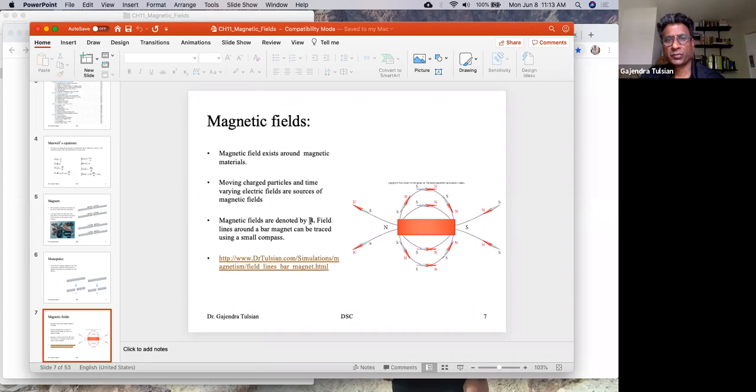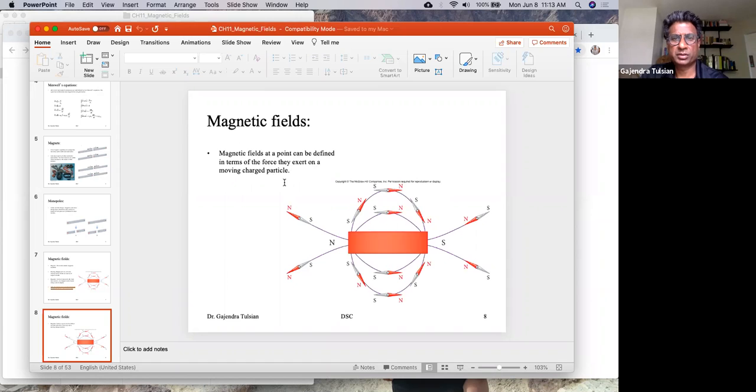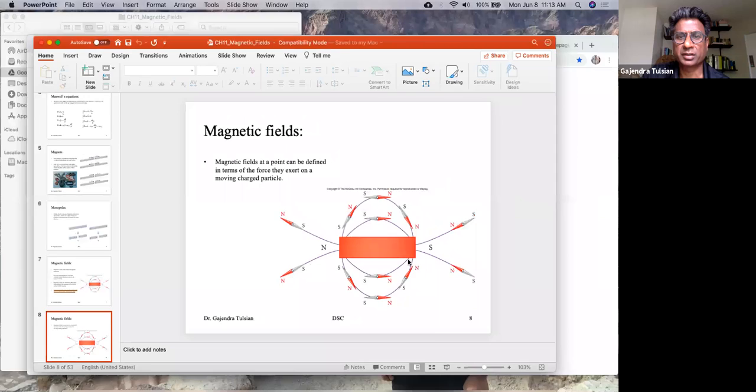Okay. Magnetic fields are denoted by B. So magnetic fields at a point can be defined in terms of the force they exert on a moving charge. Okay, we'll come to that in a second. But let me show you this simulation.